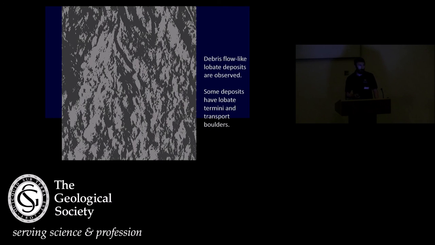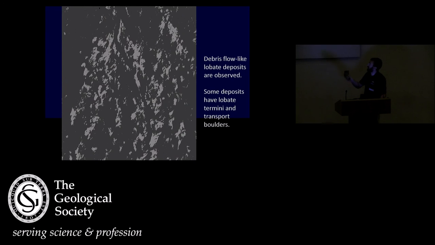We've seen lobate deposits. You can see the snout of the lobate flow here. The scale bar is the same as the previous one, I believe. So this is meters wide and probably tens of centimeters to a meter thick. It's also transporting boulders. You can see meter scale rocks within this new deposit have been moved down the gully.